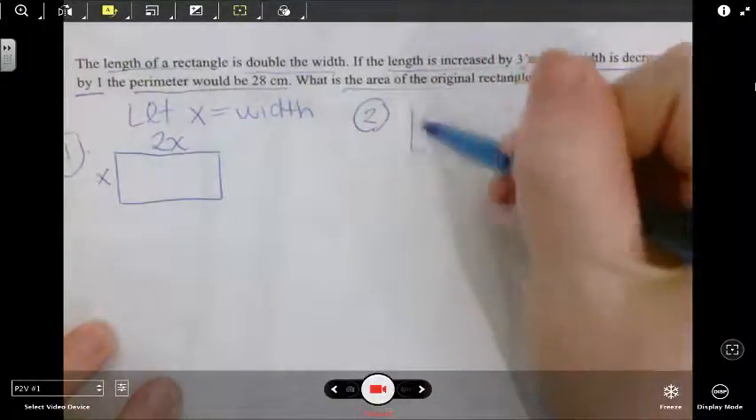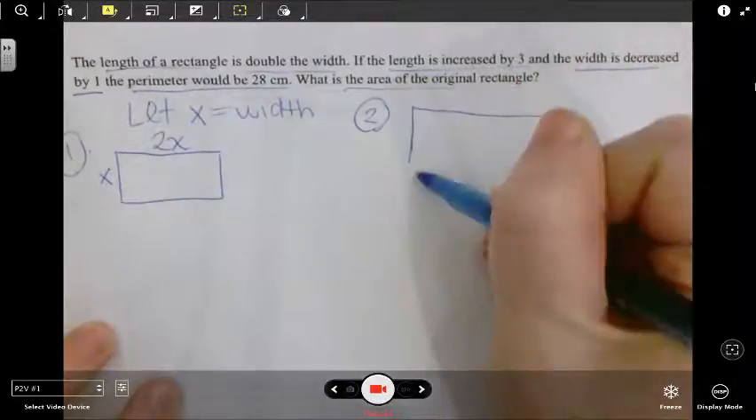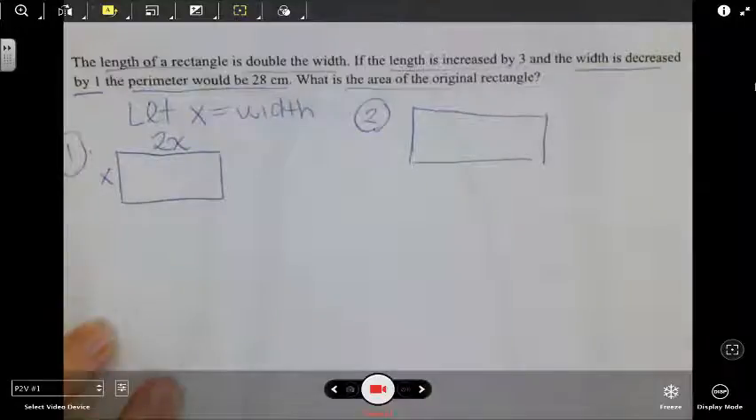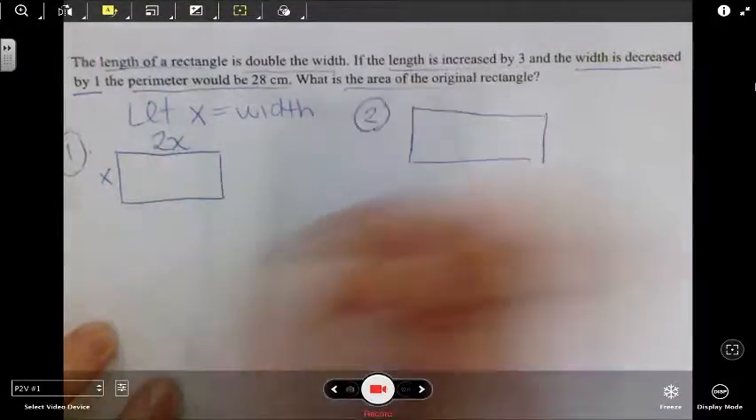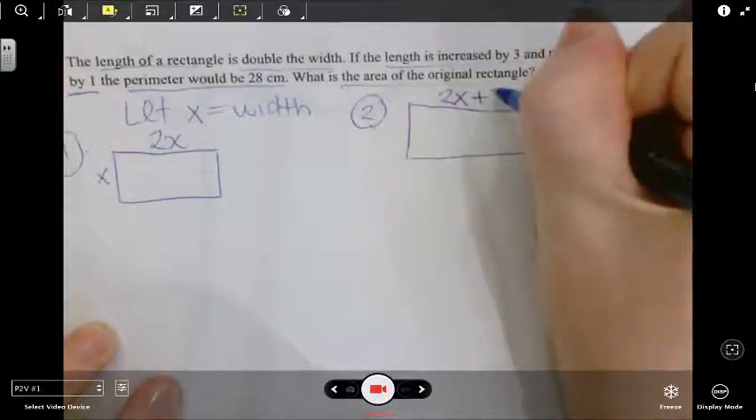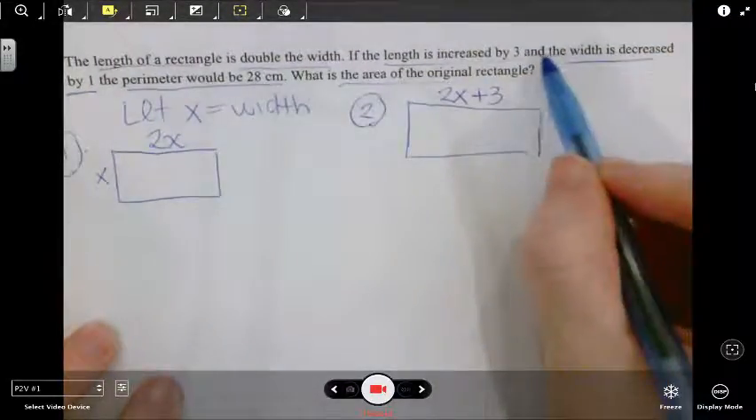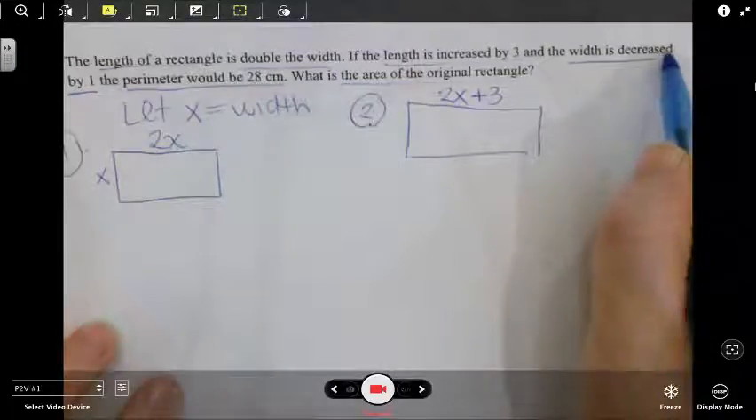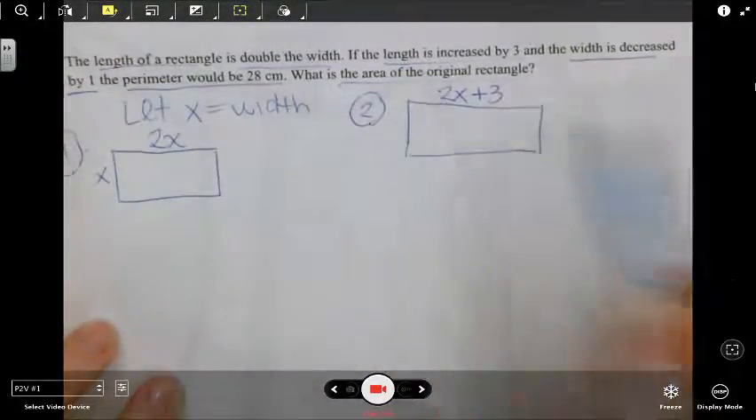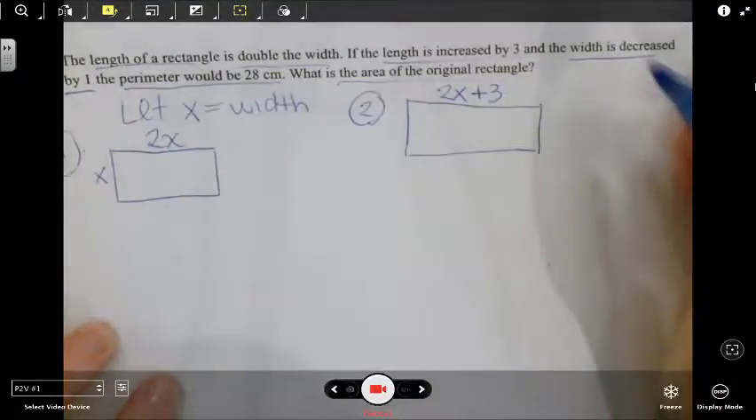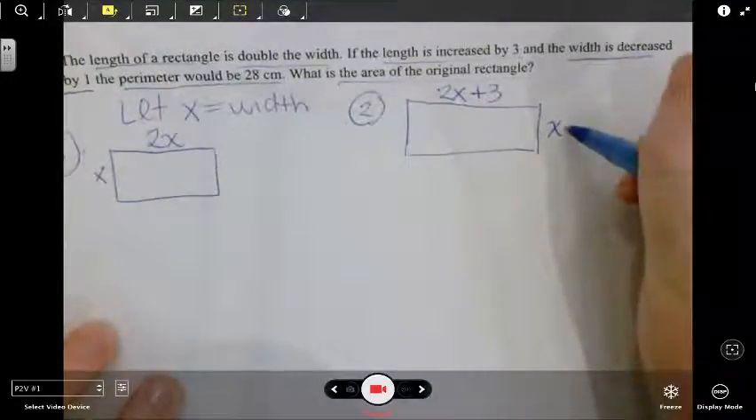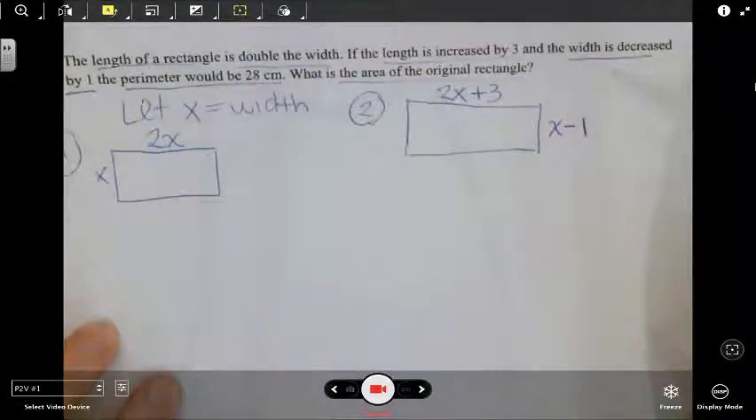Okay, my second rectangle, taking into account the same numbers and what it says: if the length is increased by 3. So my length was 2x, but it's increased by 3, so I'm going to add 3. And my width is decreased by 1. So my width over here, even though they really don't look the same because my rectangle is hideous, I'm sorry about that, okay? My width, which was x, is now equal to x minus 1 because it's decreased by 1.